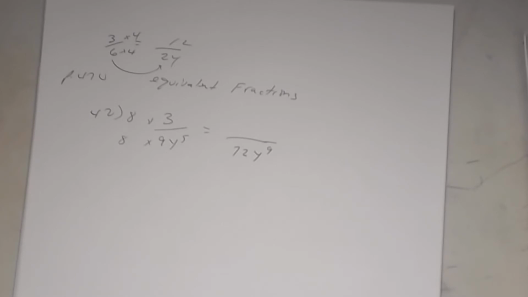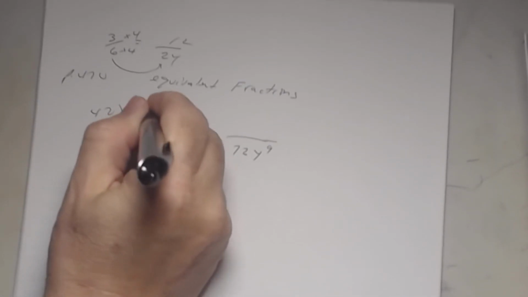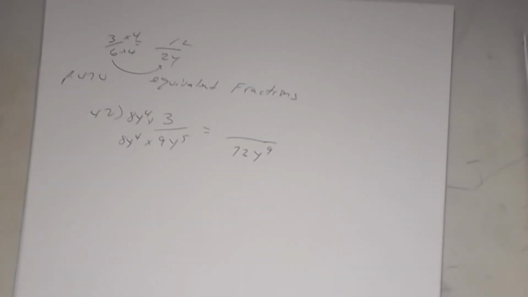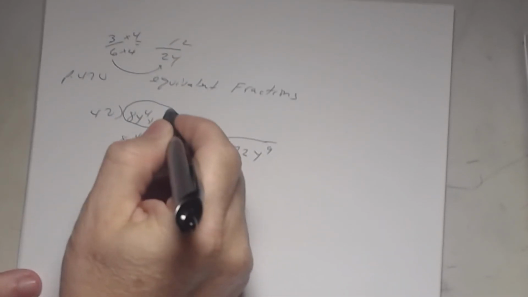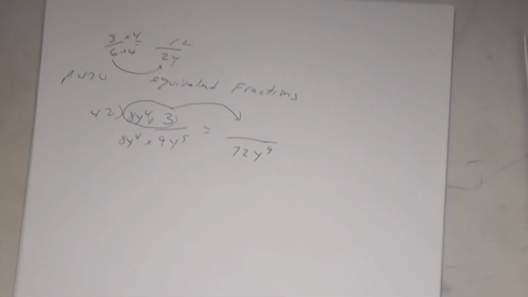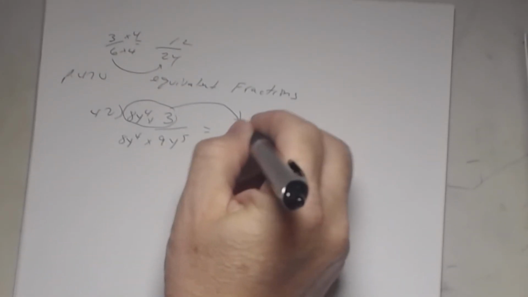y to the 5th times what is y to the 9th? y to the 4th. So you multiply the top by y to the 4th too. You're writing equivalent fractions. That's all you're doing, just like you did in the previous course. Now, what's the numerator? I'm circling this. This is my numerator, but it needs to be multiplied. 24y to the 4th, and there's your answer.